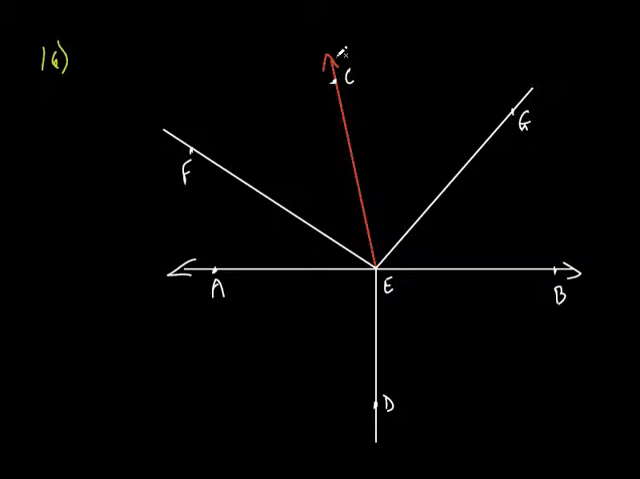What's the word? Anybody looking at the worksheet? This is number 16, right above number 16. It's in bold. You should have your worksheet. Somebody tell me what it says. Ray EC does what? Bisects.